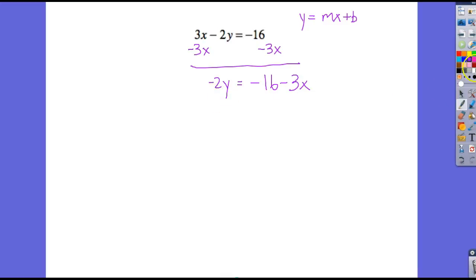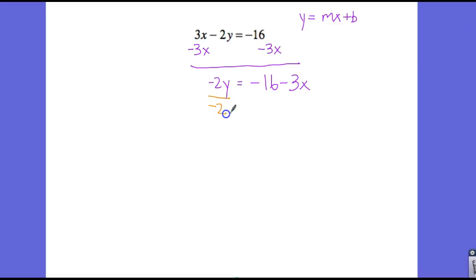So I have a coefficient in front of y, which is a problem. If I divide by negative 2, that's 1y over here. And remember that we need to divide the entire side. Whenever you're dividing or multiplying on both sides, you must do it to the entire side. So I have negative 16 divided by negative 2 is a positive 8. And negative 3 divided by negative 2 is a positive 3 over 2, x.